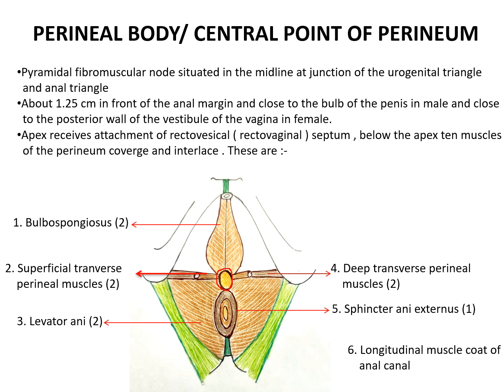the bulbospongiosus, 2 in number, 1 on each side. Then the superficial transverse perineal muscles, 2 in number, 1 on each side. Then the levator ani muscle, 2 in number, 1 on each side. Then the deep transverse perineal muscles, 2 in number, 1 on each side. And one sphincter ani externus. Lastly, the one longitudinal muscle coat of the anal canal. So totally the 10 muscles get interlaced and decussated at the perineal body.